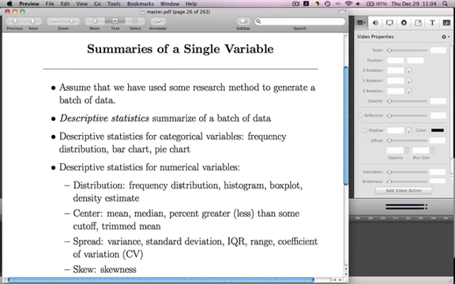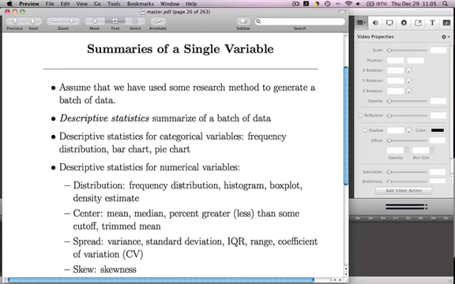This week, we're going to talk about univariate descriptive statistics. Next week, we're going to be talking about multivariate descriptive statistics. This topic of descriptive statistics is probably one of the most important topics in statistics because you're going to be using it more than just about anything else.